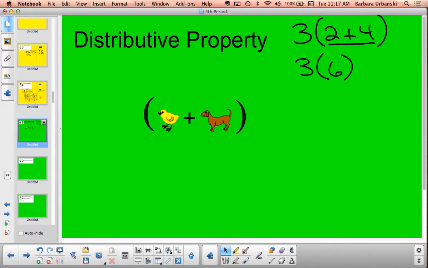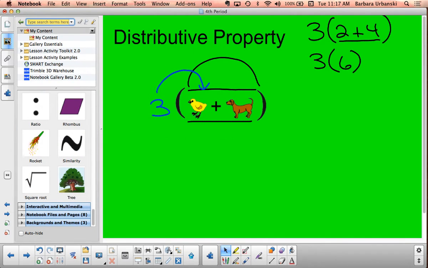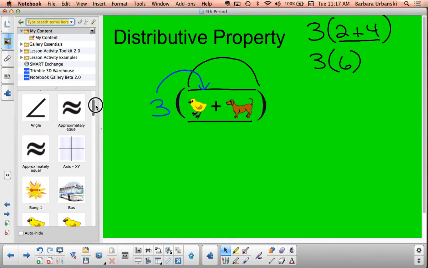If I got a chick and a dog and it's inside the parenthesis, it's almost like you could say that they're inside a little basket, okay? If we had one little chick and one little dog inside a basket, and then I said, oh, gee, you know what, I think I'd like 3 times whatever's in the basket. Then you'd have to say, well, I'd have to have 3 times the chick, which would give me 3 of the chicks, okay? So we would have 3 times the chicks, and let me go ahead and get a picture of that.